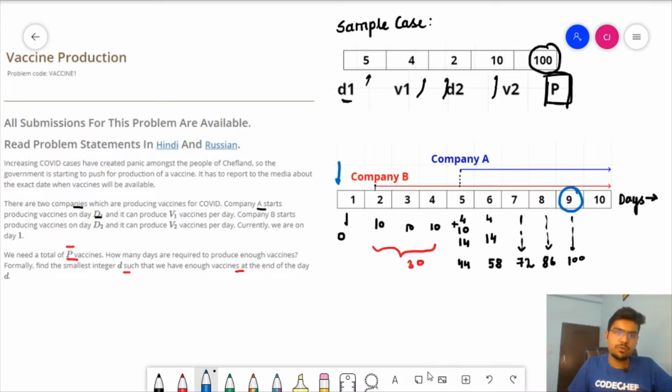So this is the answer for this particular sample case, that is, we require 9 days to produce the vaccines, right? So this is how the question flows, and this is how we are able to get the solution, right? So this is all about the problem statement. Now let's look at the approach.